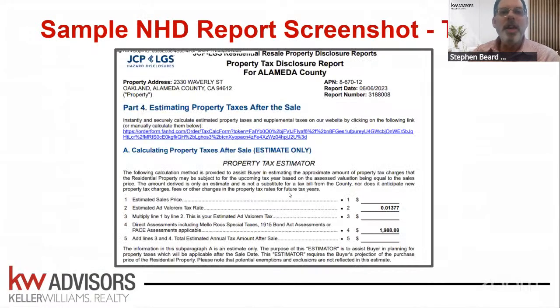All right. So this is a sample page from an NHD report, a Natural Hazard Zone Disclosure Report. I'm sorry, my big screen isn't working. So if you want to, you can watch someone else's or go on Zoom.